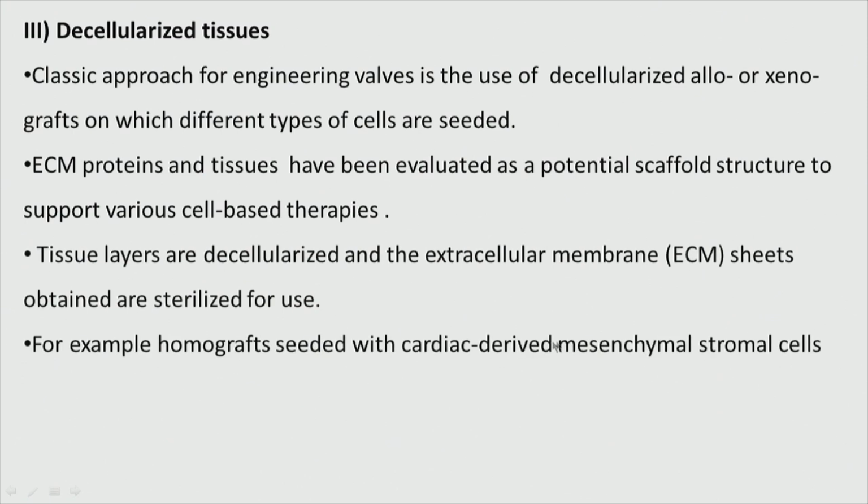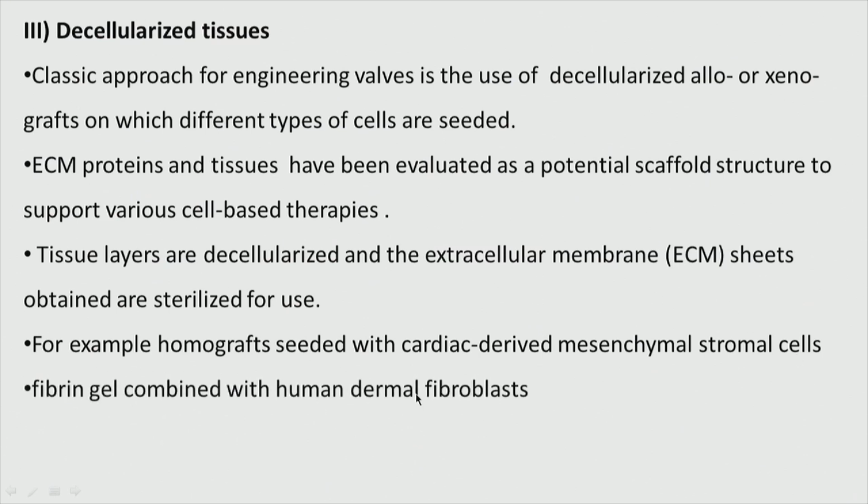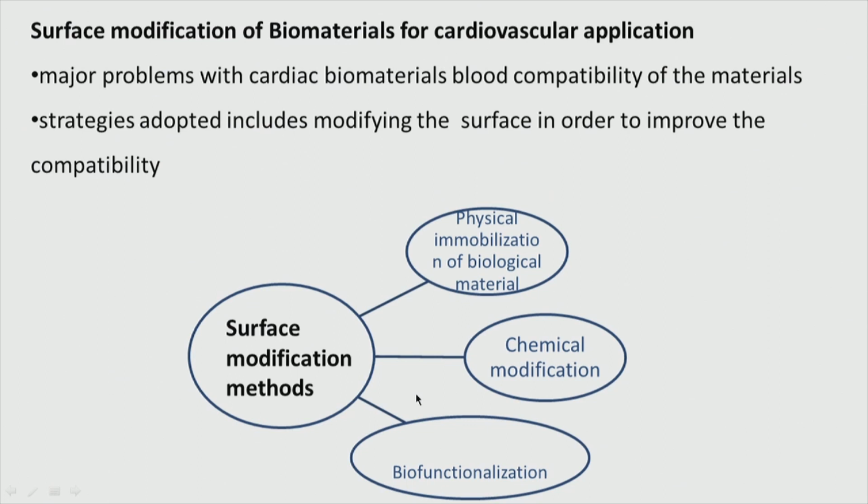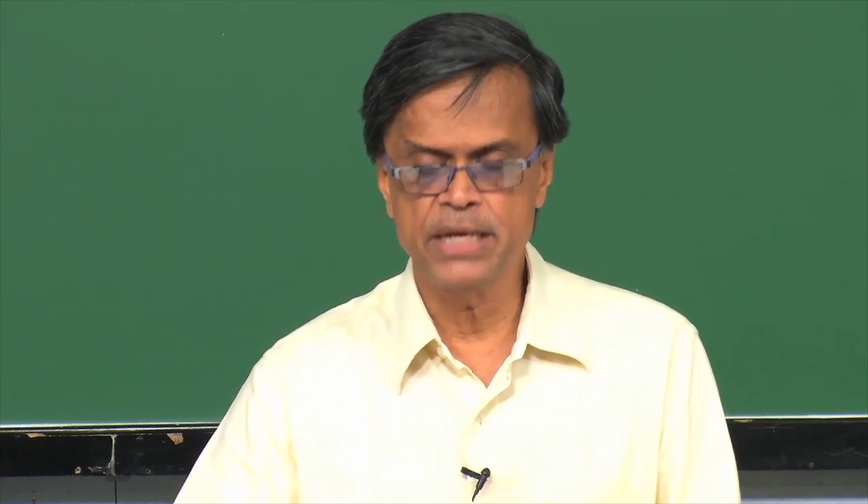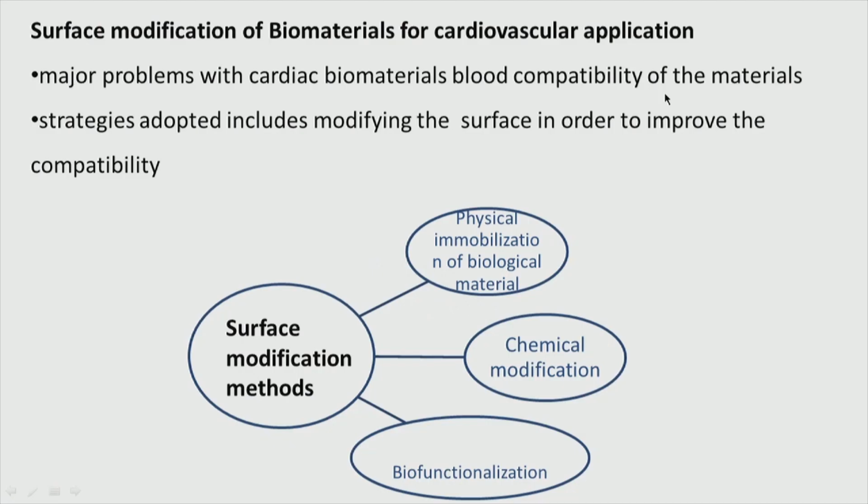Homografts seeded with cardiac derived mesenchymal stromal cells. Fibrin gel combined with human dermal fibroblast. So different types. You need to do quite a lot of surface modification because the material has to be in contact with the blood. So you have to make it blood compatible, whereas in other places we looked at bacterial biofilm issues, inflammatory issues and so on. So here we need to look at blood compatibility, hemolysis and so on. So different types of modification.